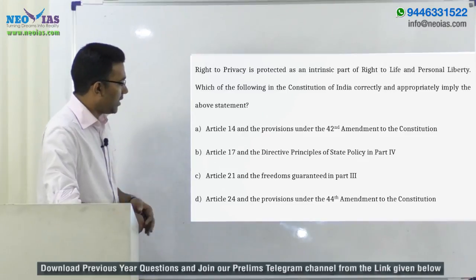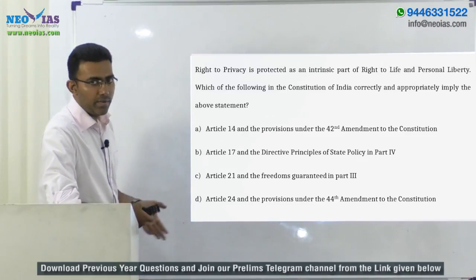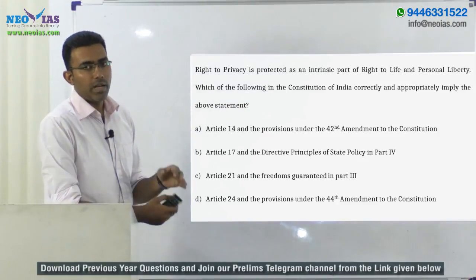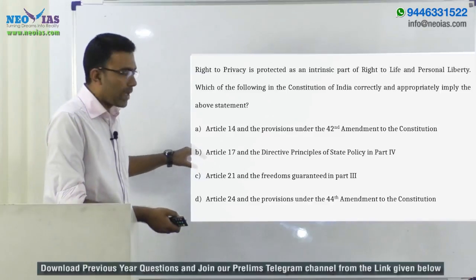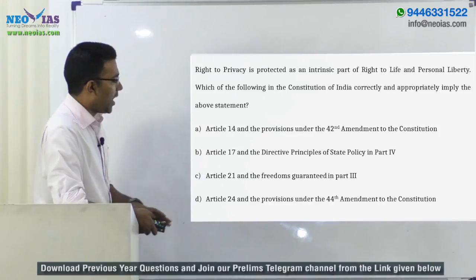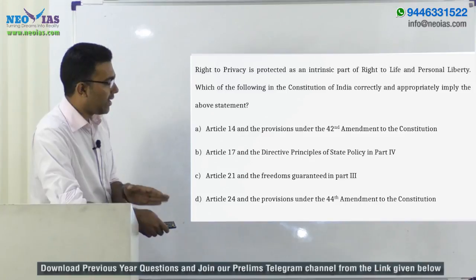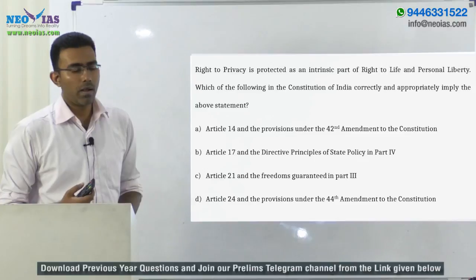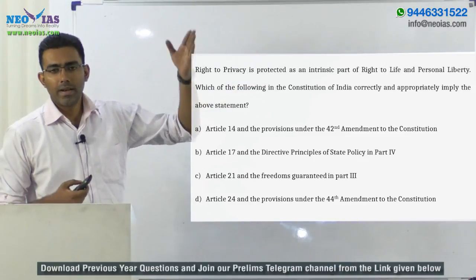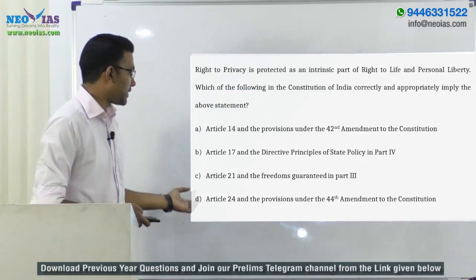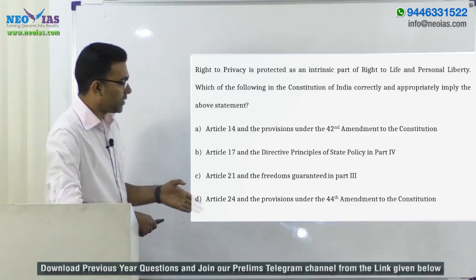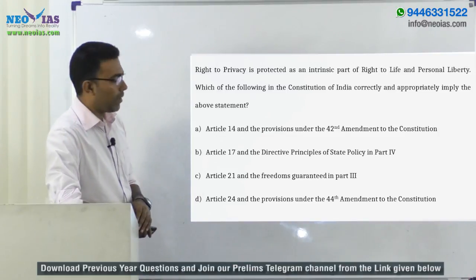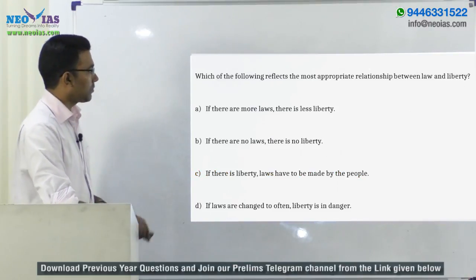Option B, Article 17 and the directives of state policy. Article 17 is not something that deals with right to life and personal liberty. It is with respect to untouchability. So which means that B can also be eliminated. Option C, Article 21 and the freedoms guaranteed in Part 3. Again, yes, that is correct. That is right to life and personal liberty, it comes under Article 21. So C has to be the answer. And D, Article 24 and the provisions under the 44th Constitutional Amendment Act, that is not there. Option D can be eliminated. So the answer has to be C.